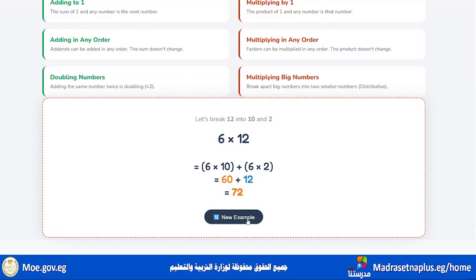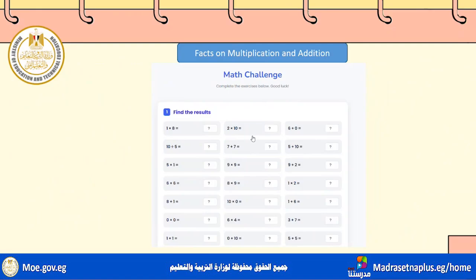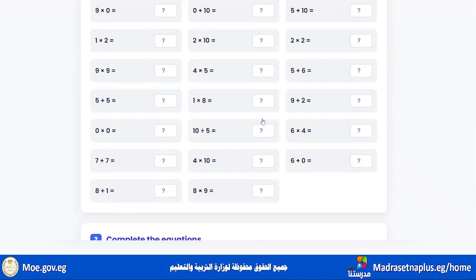6 times 12, split 12 into 10 and 2. 6 times 10 plus 6 times 2, 60 and 12 equals 72. 4 times 17, 4 times 10 and 4 times 7, 40 and 28 equals 68. This is called what? The distributive property. It's simple.